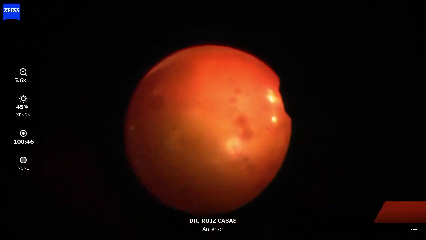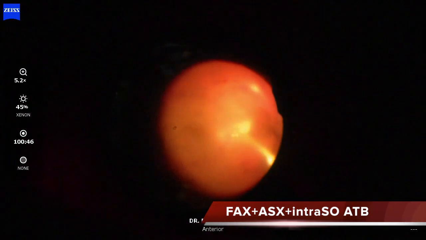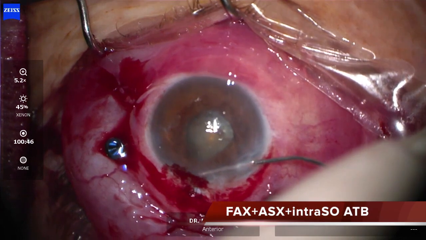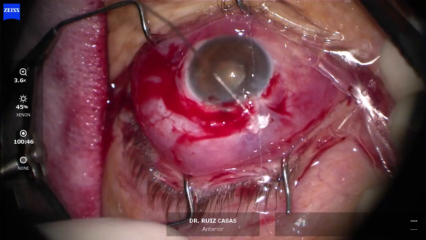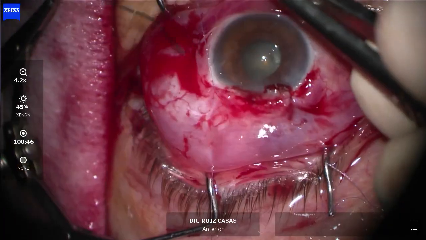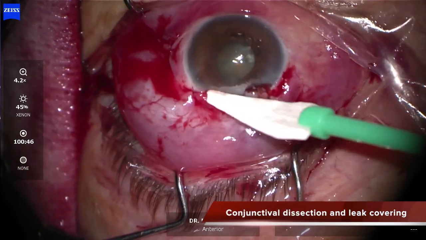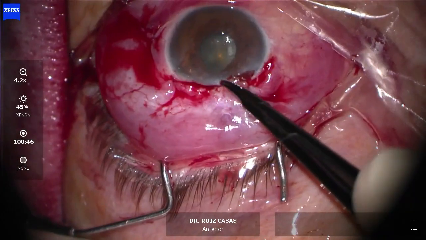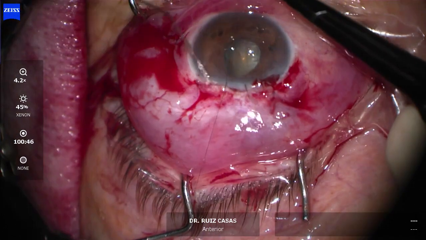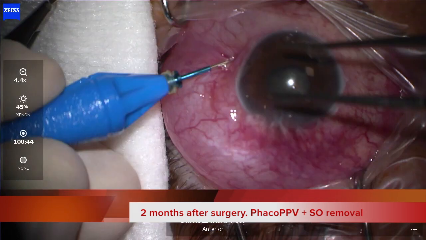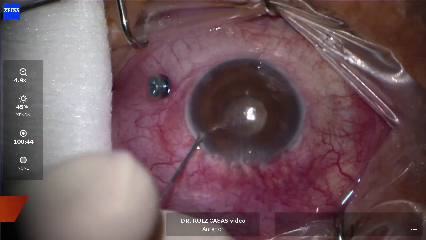Then I performed fluid exchange and silicone oil into the vitreous cavity, leaving also intravitreal antibiotics. And finally, I advanced the conjunctiva to close the necrotic limbus and wait for 3 months. Fortunately, the patient did quite well, and after 2 months, I performed the surgery with phacovitrectomy.